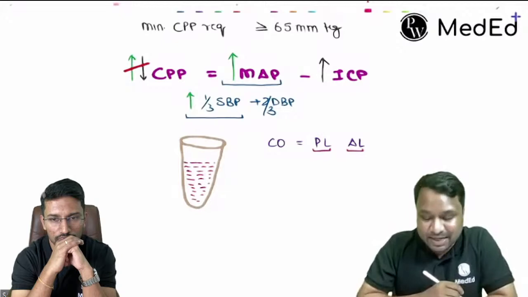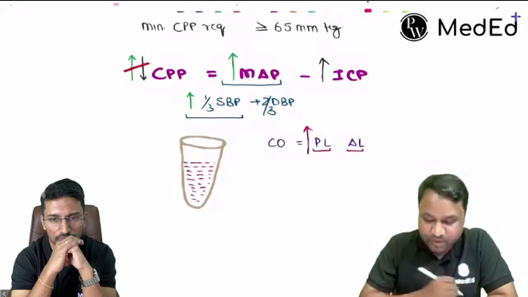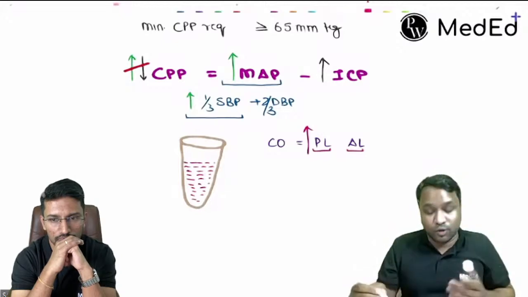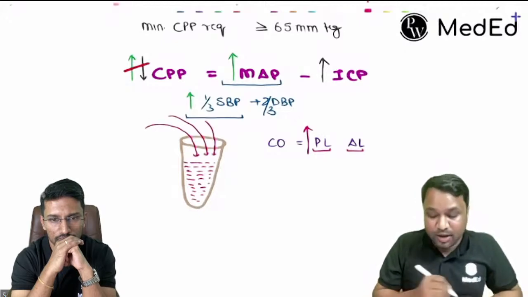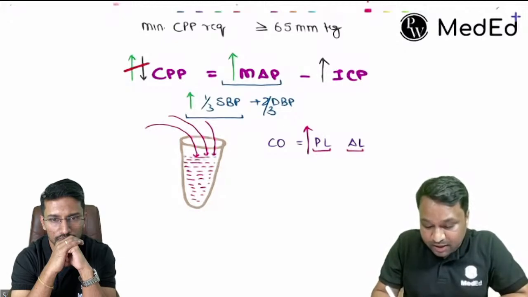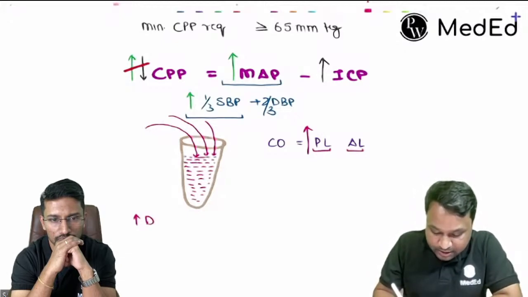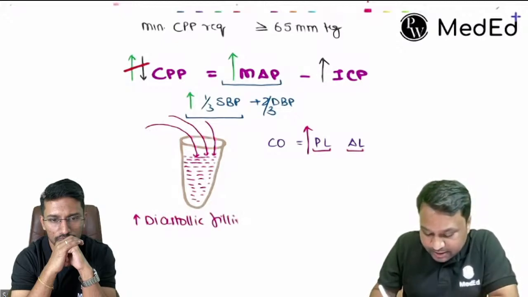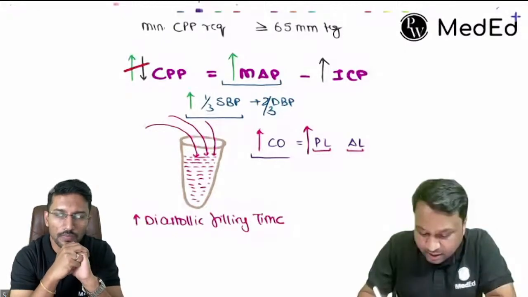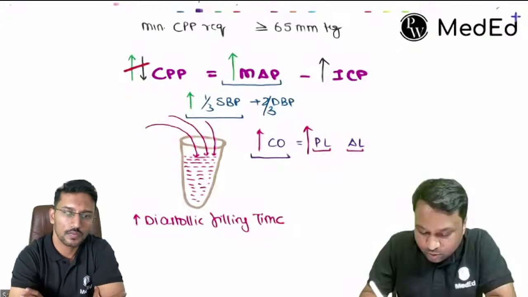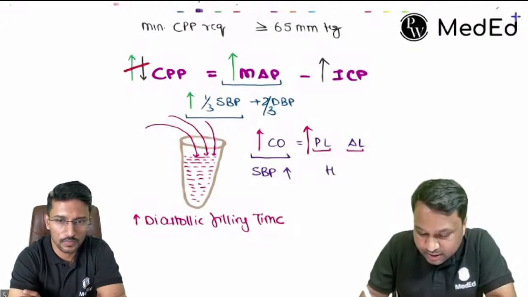So in order to increase the cardiac output, I have to increase the preload, right? Now, in order to increase the preload, what do you have to do? I have to allow the left ventricle to fill for a longer duration of time so that more blood can come into the left ventricle. So I am going to increase the diastolic filling time so that the volume of blood in the left ventricle will increase. And if the cardiac output increases, the systolic blood pressure will increase, which will result in hypertension.